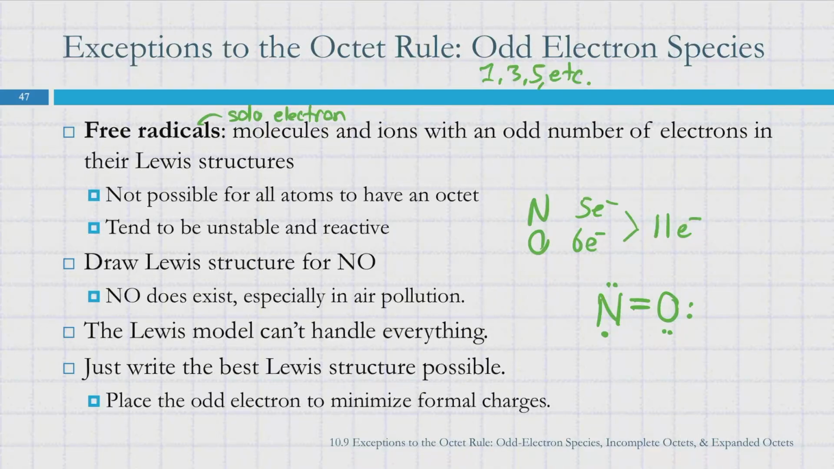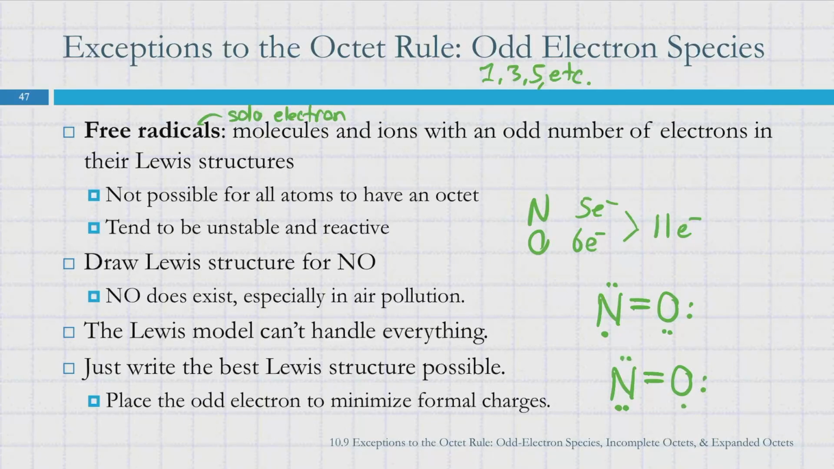Now nitrogen has 7 electrons on it. Oxygen has its 8. The other way that we could draw this is if we swapped one of those electrons over to be on the nitrogen. So these are our 2 options for the free radical NO.